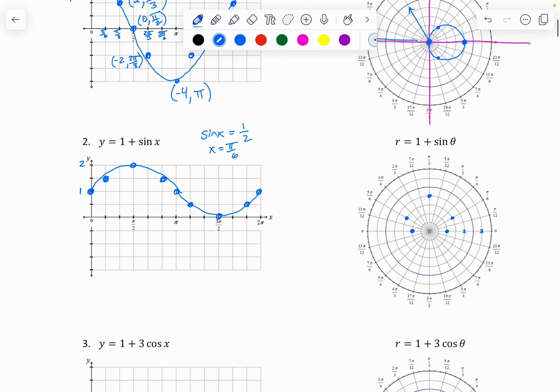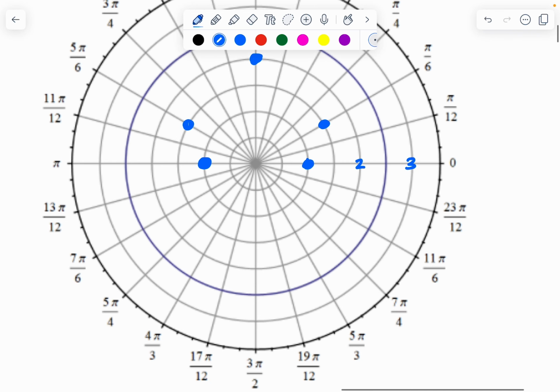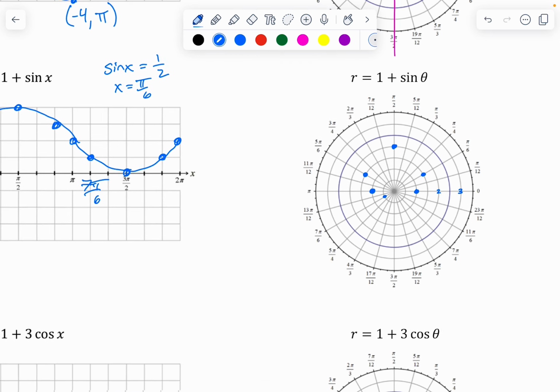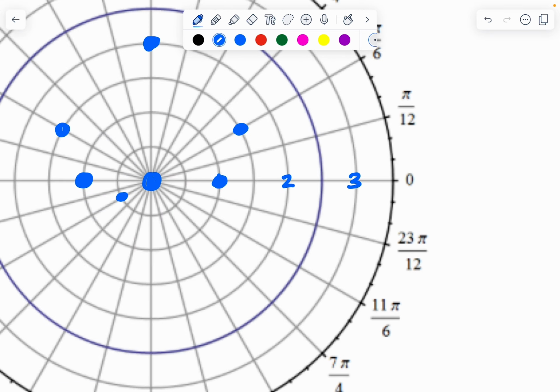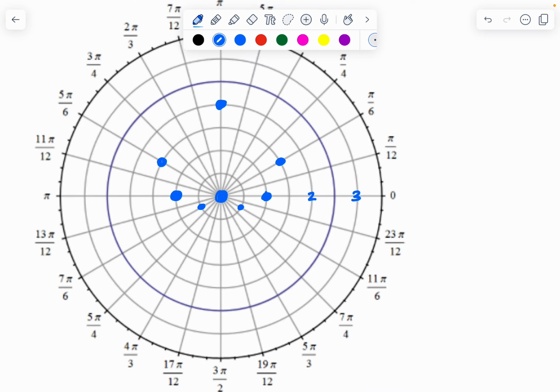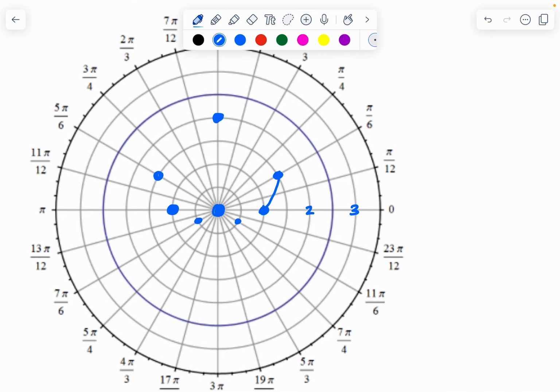Then, where am I? This becomes 7 pi over 6. I'm at 1/2. So 7 pi over 6 is this one, and so we've come in here at 3 pi over 2. I'm back at the pole. And then at 11 pi over 6, I'm at 1/2. And this shape started here at 0, came around, comes underneath and comes up, and then comes back around this way.